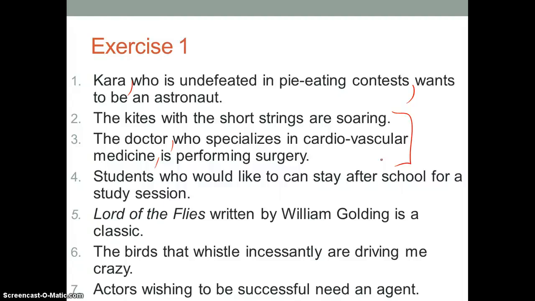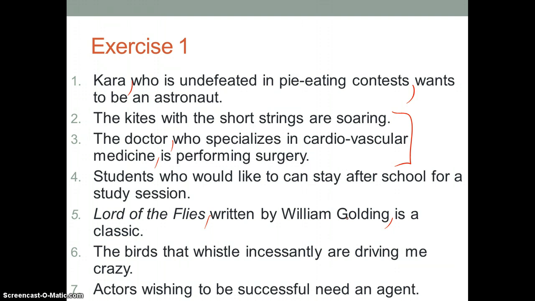This one's pretty clearly not in need of commas. Students who would like to stay after school can stay after school for a study session. It's telling you which students, it's essential, there's no commas needed in number 4. Number 5 is clearly non-essential. The Lord of the Flies, written by William Golding, is a classic. It's just giving us bonus information that's not necessary.